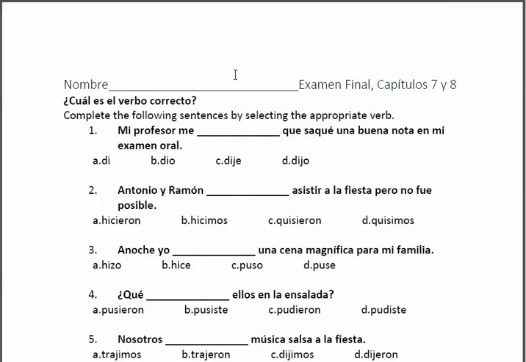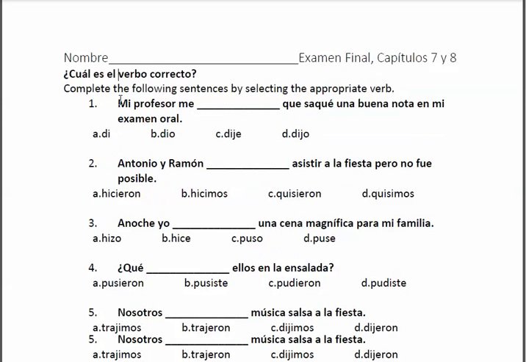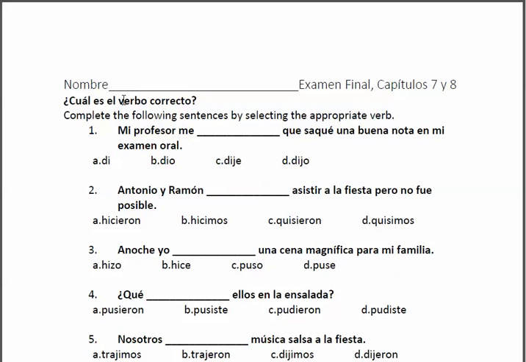The final exam for 112 covers chapters 7 and 8. It does not cover any vocabulary in 8. It covers vocabulary in chapter 7. The only thing that comes from 8 is the imperfect, and comparing the preterite with the imperfect. So this is what your test is going to look like.